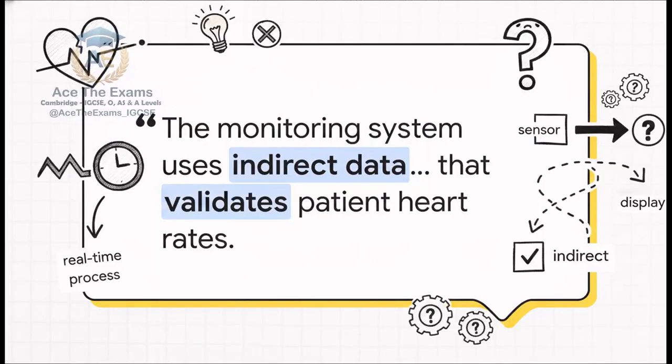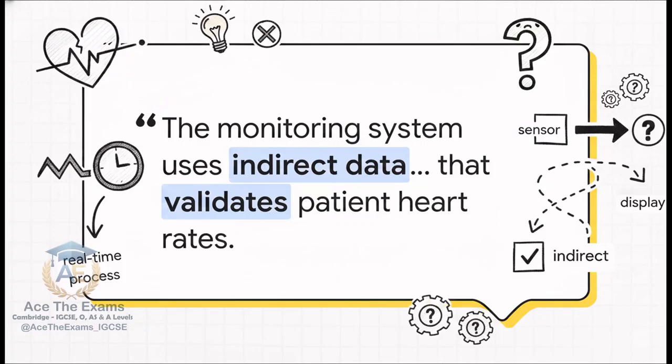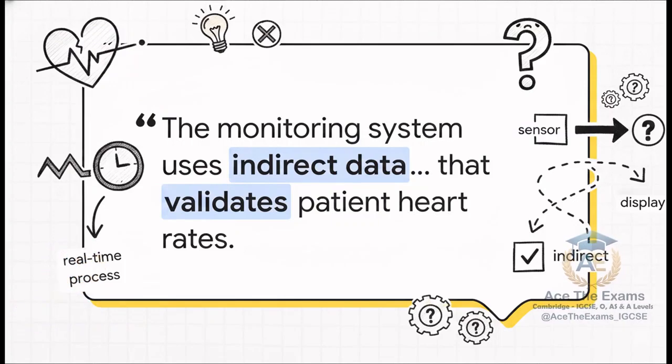Okay, here's the answer. The hospital monitoring system uses indirect data because it is a real-time process that validates patient heart rates. Read that one more time. It sounds super technical and advanced, doesn't it? But honestly, it is a complete and utter disaster.